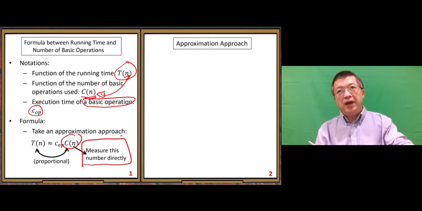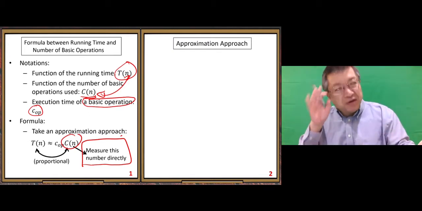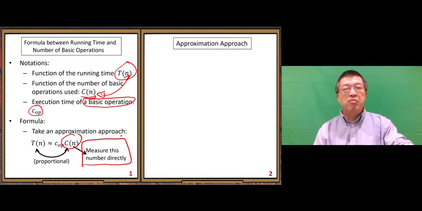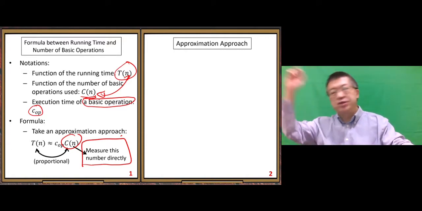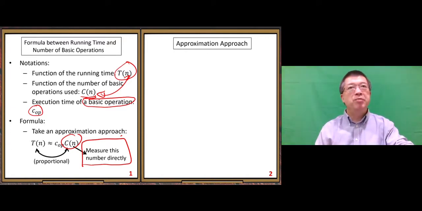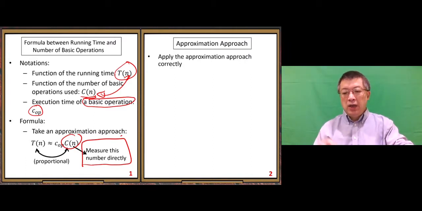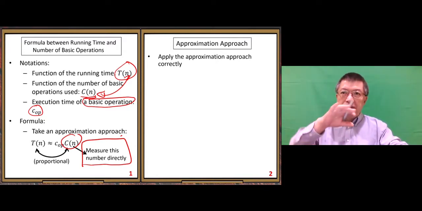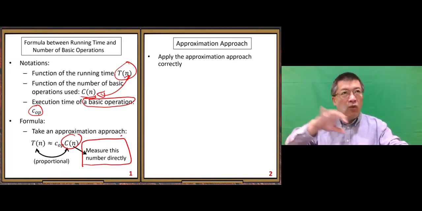All right. Next, let's closely look at this approximation approach. We need to do approximation in many steps. In computer science, we have to do a lot of approximations. Most of the time, we cannot do things precisely. But when we use the approximation approach, we should use it correctly. So in this part, I want to describe what is the correct way.